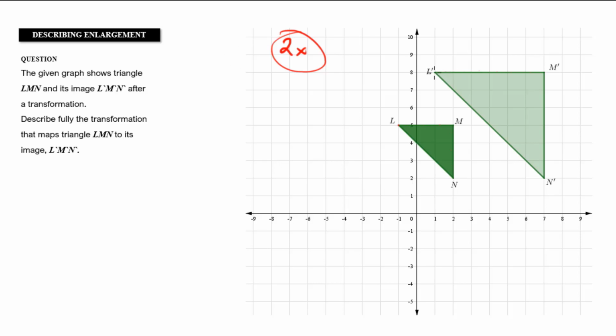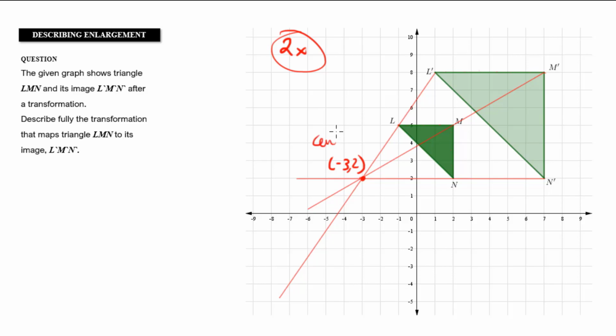So let me draw a guideline from L prime to L, and then one from M prime to M, and then one from N prime to N. And when I draw my guidelines, they all end up right here at this point. And that point is -3, 2.